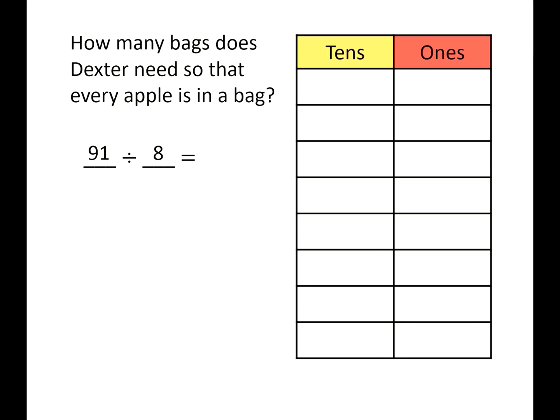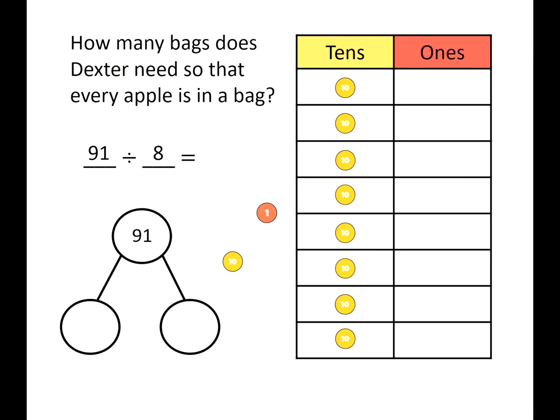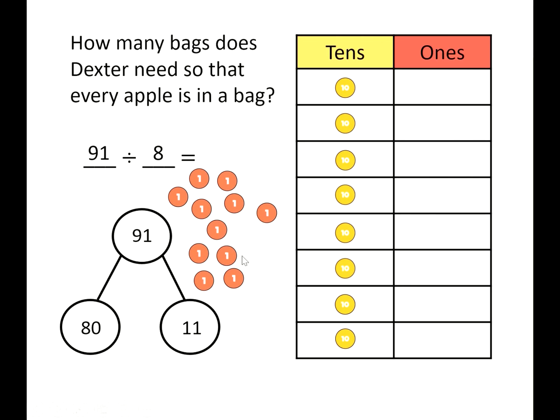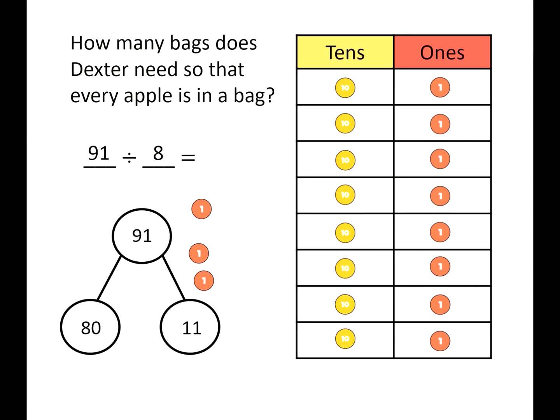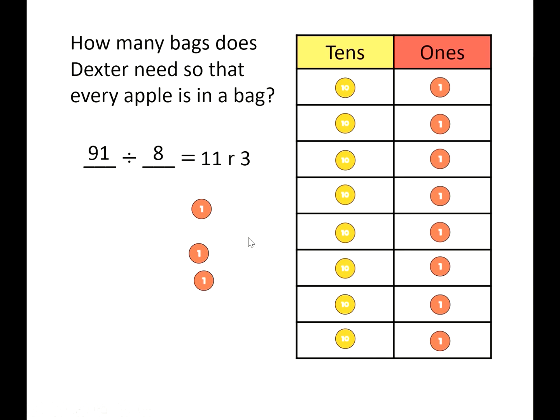So, 91 divided by 8. Here we have 91. We're sharing it out into our 8 rows. So far, we have partitioned it into 80 and 11. So we have exchanged that 10 for 10 ones, and we have shared them out. In each row, we currently have 11, and we have 3 remaining. So the answer is 11 remainder 3.